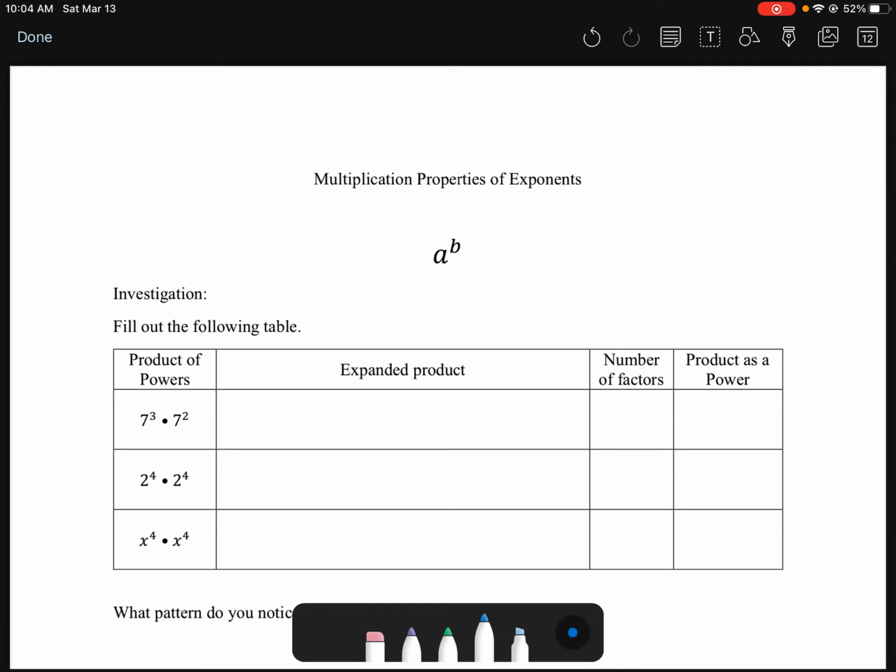Hey guys, today we're going to start our topic on exponents, and specifically today we're going to talk about the multiplication properties of exponents. If I were to give you the power a to the b power, the a is called our base, the b is the exponent, and the whole thing is called the power.